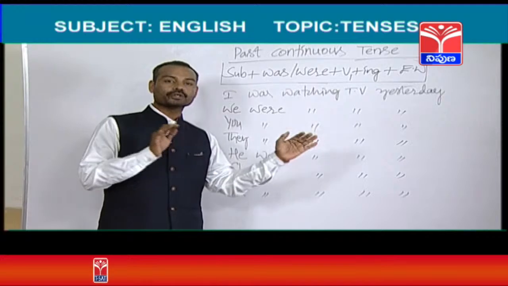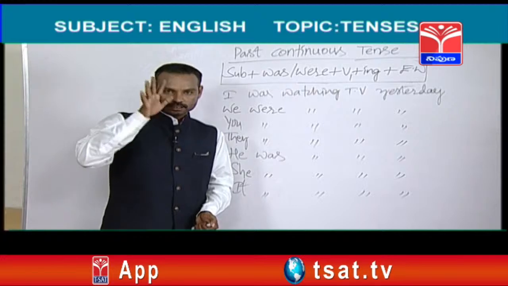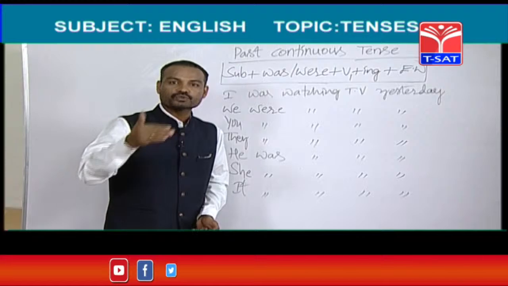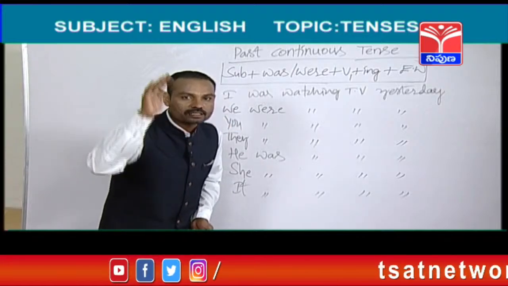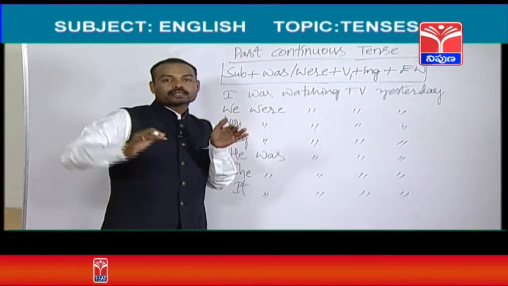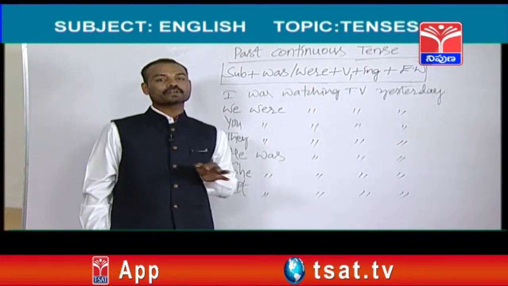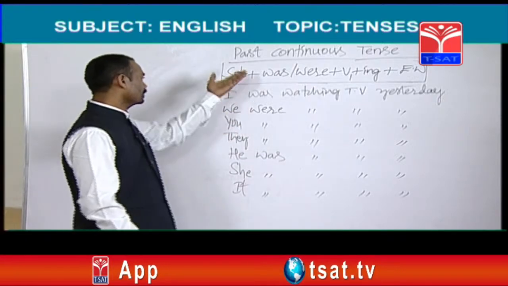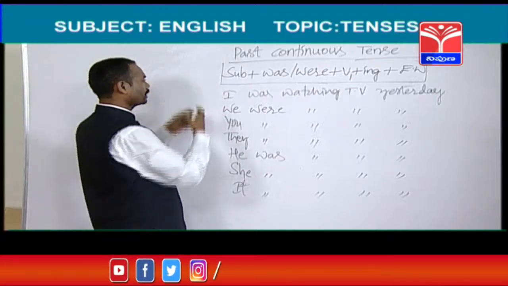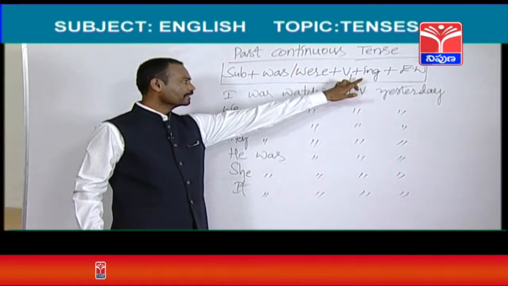So friends, once again I am going to tell you the definition of past continuous. Tense name is past continuous. The tense definition: the tense which is used to indicate an action which was going on at some time in the past is called past continuous tense. Let's see how to write sentences in this tense. If you want to write sentences, you should learn the frame of the tense. It is called frame. You can write here frame or structure. So subject plus was/were, verb V1 plus ing form, plus extra words.